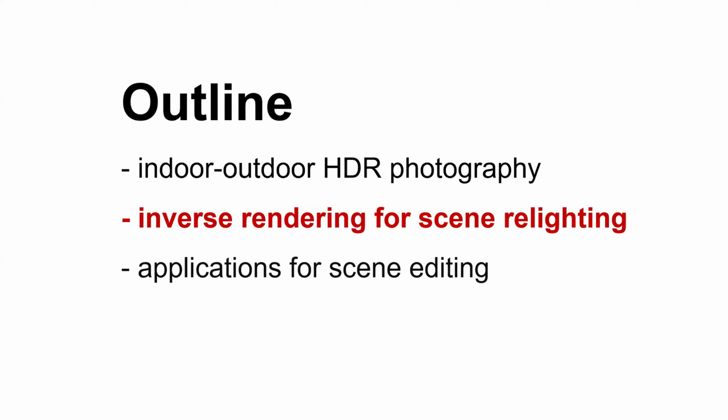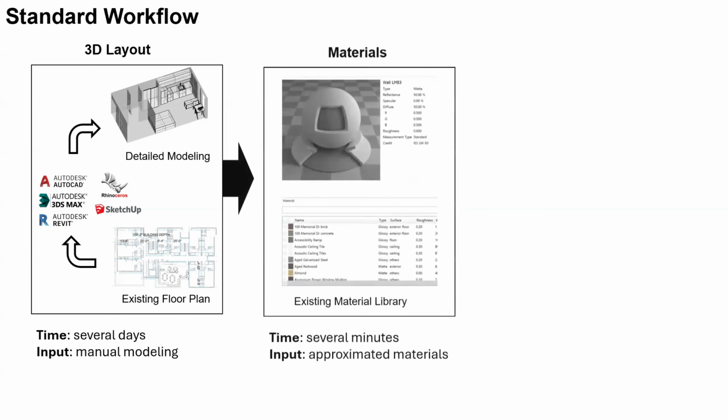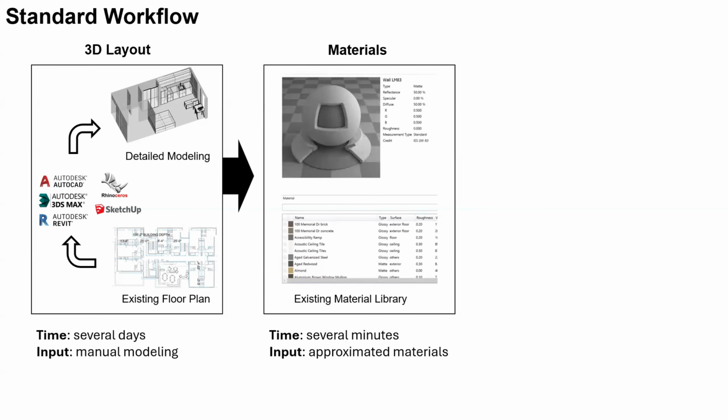So the second part is inverse rendering for scene relighting. Similar to rendering and lighting simulation, the standard workflow typically begins from an existing floor plan. Then we have multiple commercial software platforms. Then we do detailed modeling. Normally, it takes several days for architects or professionals, because they need to have some manual modeling and manual inputs. And then we can select materials, which only takes several minutes, but we can only select approximated materials.